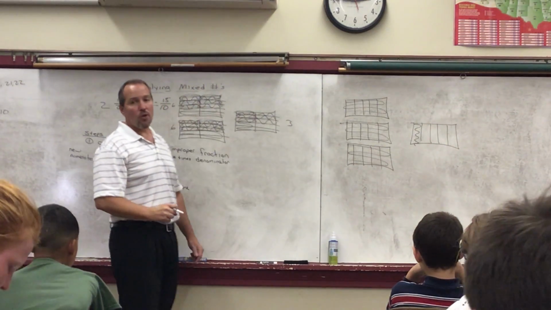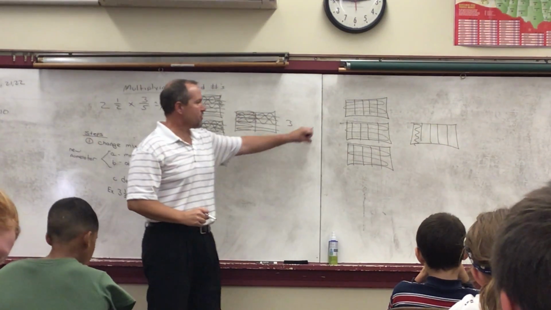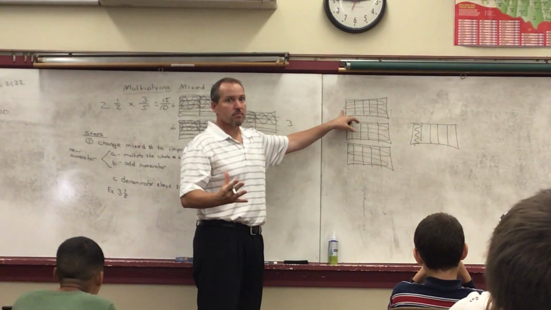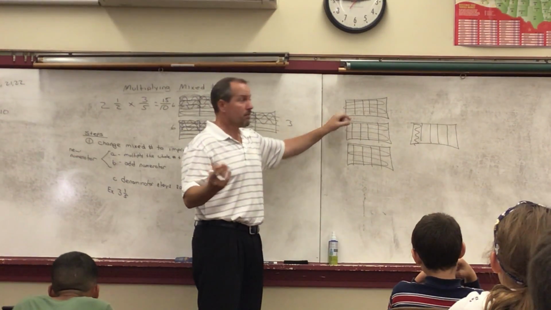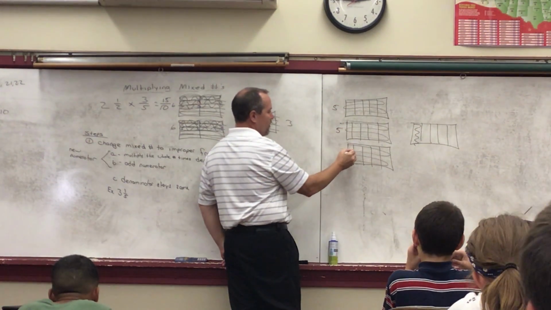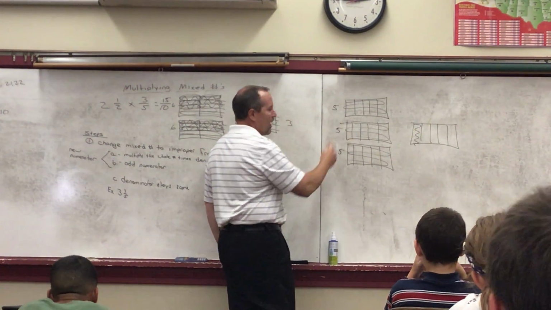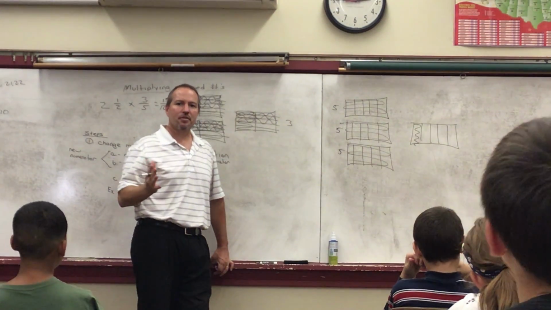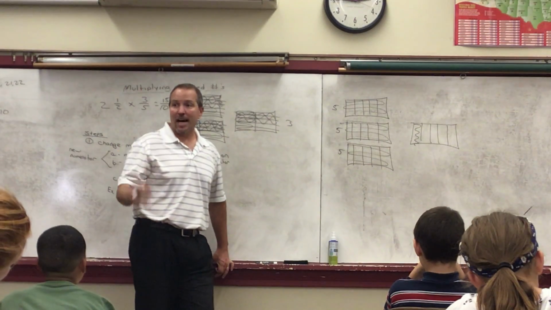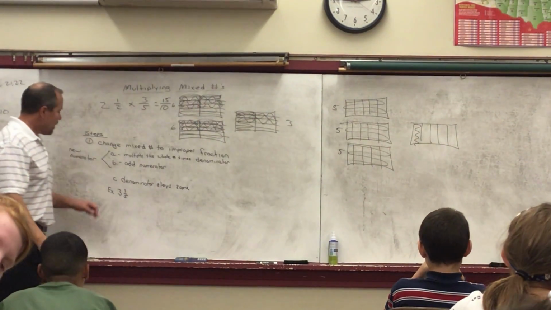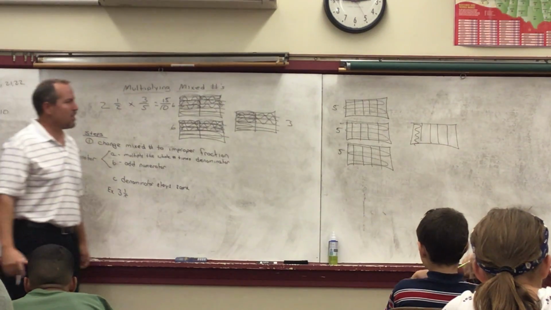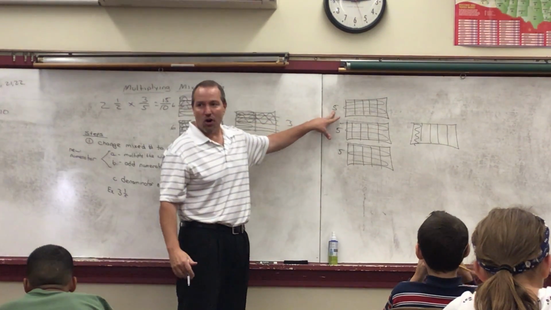Now, since the whole thing is colored in, how many sections are colored in this one here? 5. This one? 5. This one? 5. 5 plus 5 plus 5 is the same as 5 times 3, or 3 times 5. And so when you multiply the whole number times the denominator, that tells you how many sections you would have in the whole ones.